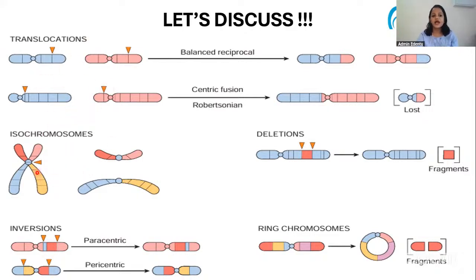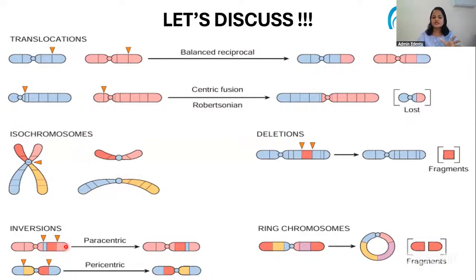Then we have the isochromosomes. Usually during cell division, the centromere gets divided vertically. But instead of the vertical division, if the centromere gets divided horizontally, then it will result in two short arms and two long arms like this. Those are called isochromosomes.